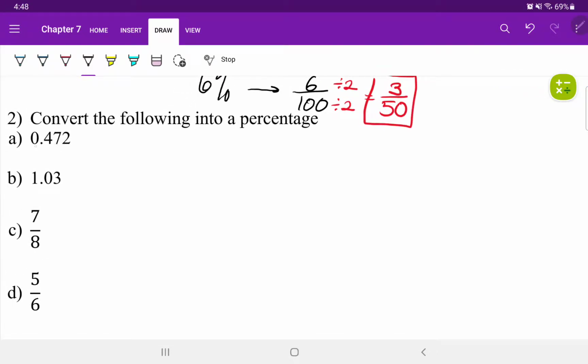So let's move our decimal 2 places to the right. 1, 2. 47.2. And then we're going to add the percent sign. 47.2%. Do the same thing for B. Move the decimal 2 units to the right. 103%.